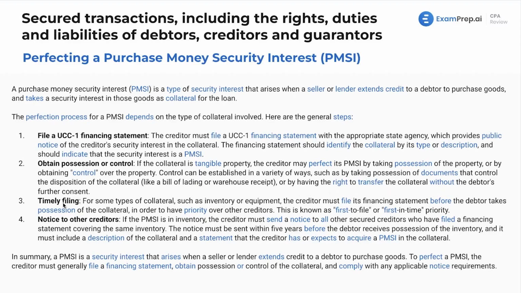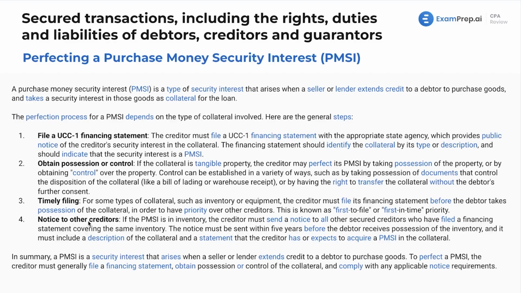Next up, timely filing. Got to make sure you get your paperwork in time. That is super important. For some types of collateral, such as inventory or equipment, the creditor must file its financing statement before the debtor takes possession of the collateral in order to have priority over other creditors. This is known as the first to file or first in time priority.